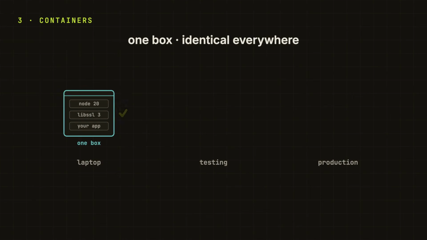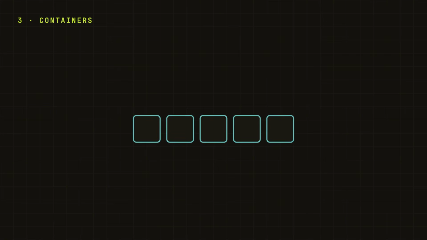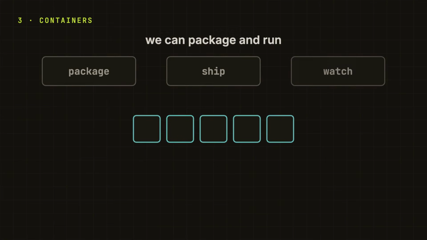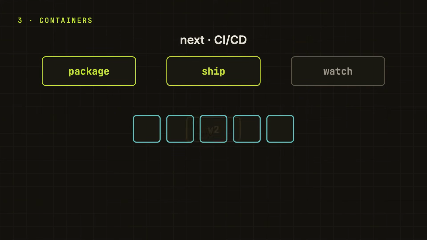So, in our store, containers package each service to run identically everywhere, and Kubernetes runs and heals thousands of them without a human watching. Now, we can package and run our services, but how do we ship a new version of the code safely without taking the site down? That is our next step, CI/CD.